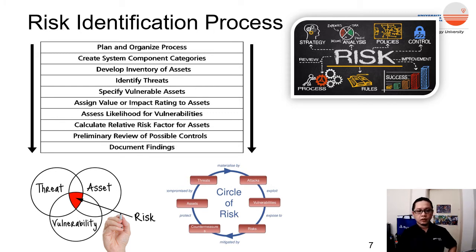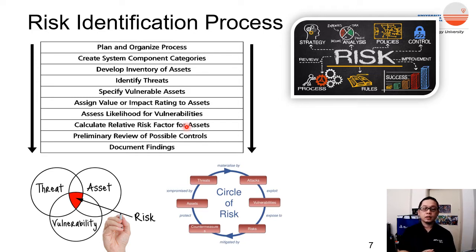So this activity, first of all, includes the planning and organizing of processes, creating system component categories, developing an inventory of assets, identifying those threats, specifying vulnerable assets, assigning value to the asset that you actually want to protect, assessing likelihood of vulnerabilities, and then calculating the risk factor for the asset. And of course, you review possible controls that protect the asset from the risk, and then, lastly, you have proper documentation.